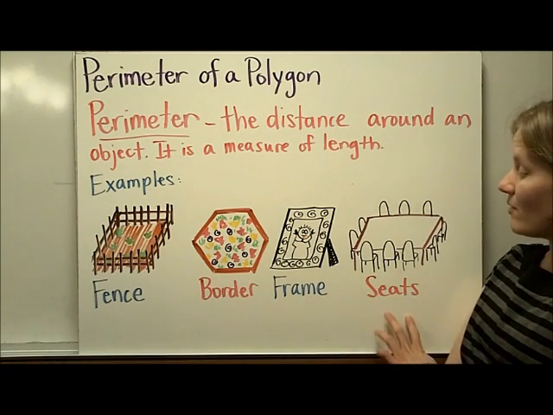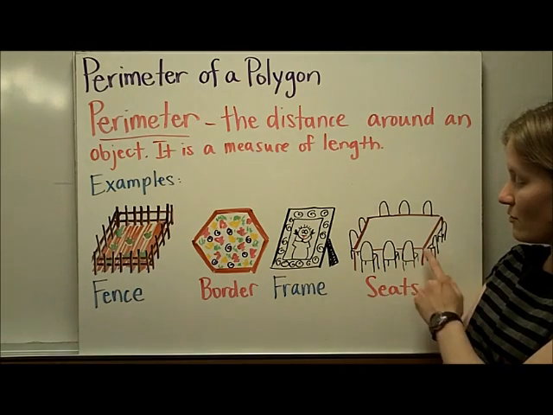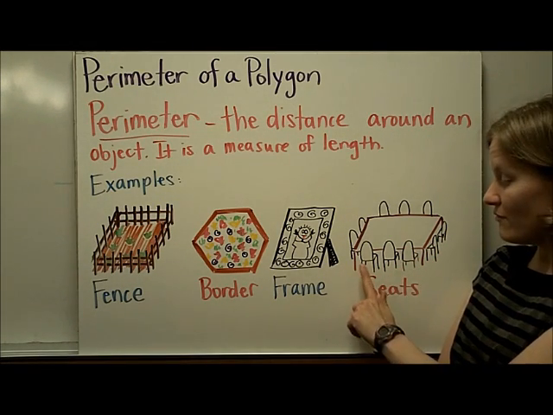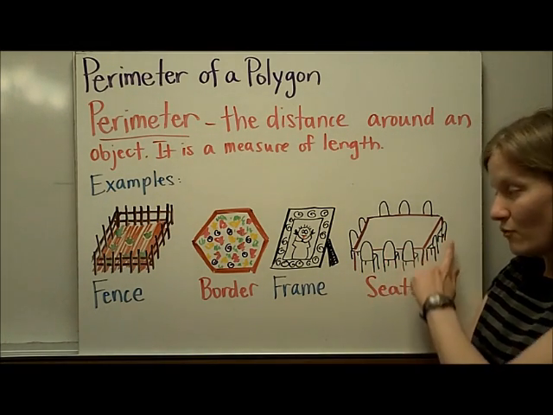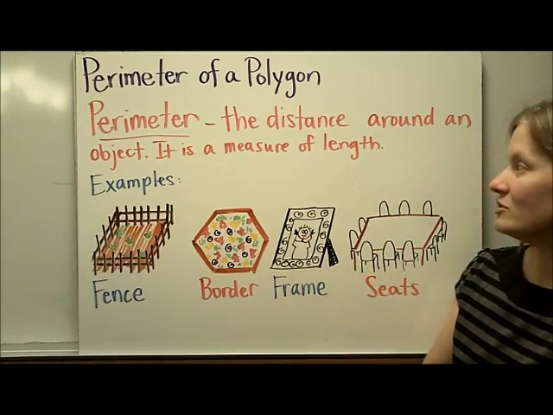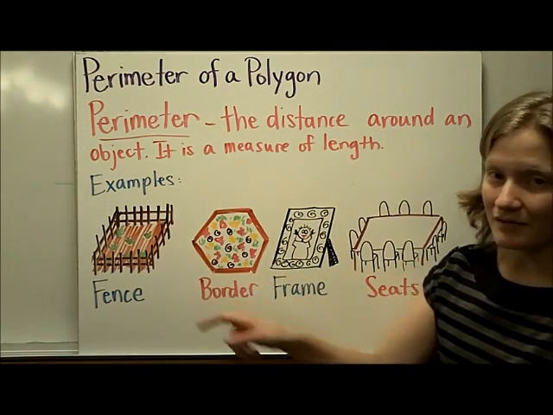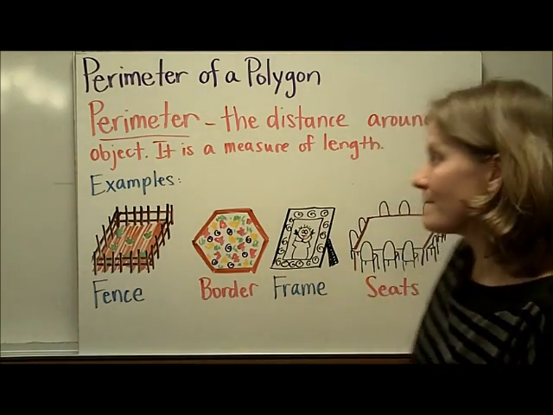And then finally, you might think about perimeter if you were trying to figure out how many people could sit at a table. Here's a table, and you might measure the length or the width of the table in order to figure out how many chairs could fit around the outside of the table. So for all of these examples, you can see that you are measuring the distance around the outside of something when you're finding the perimeter.